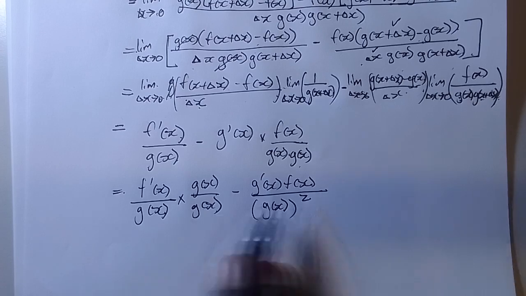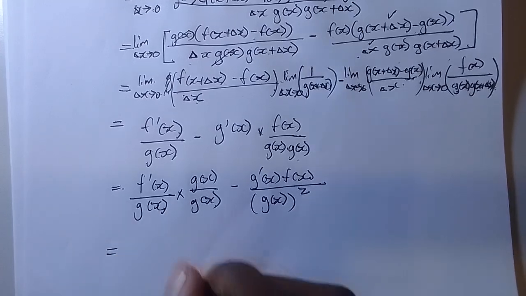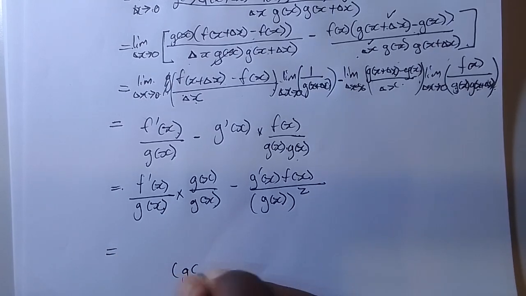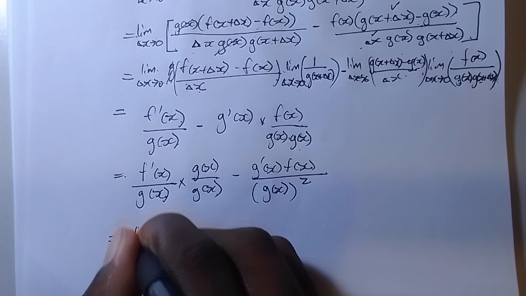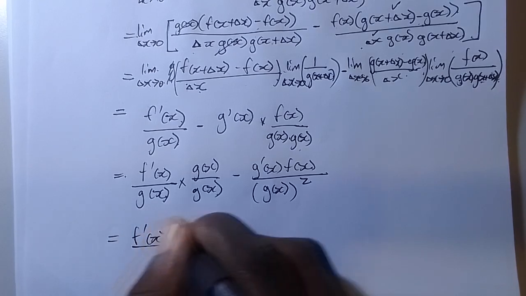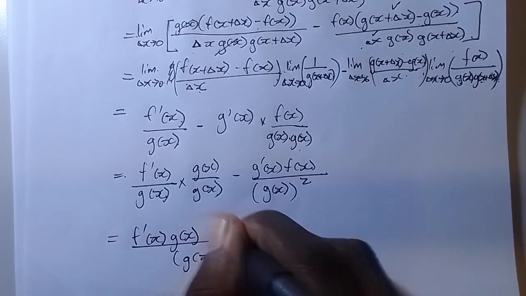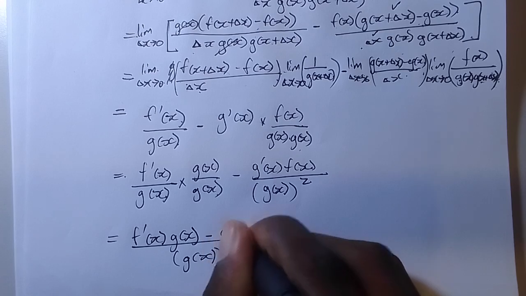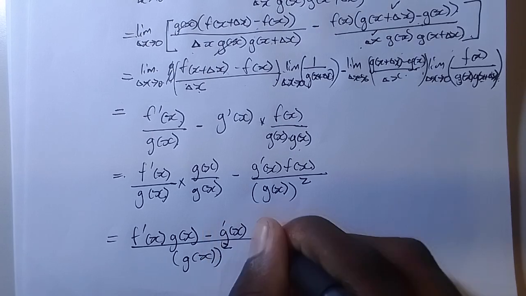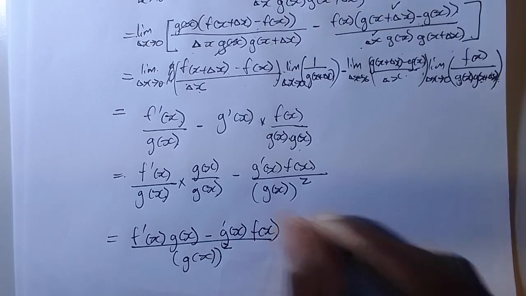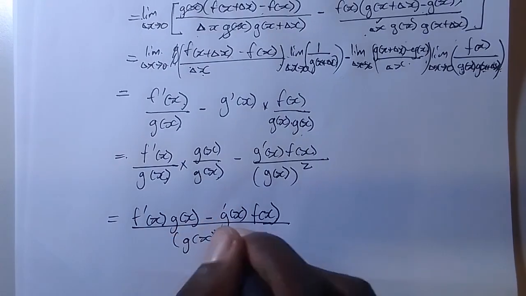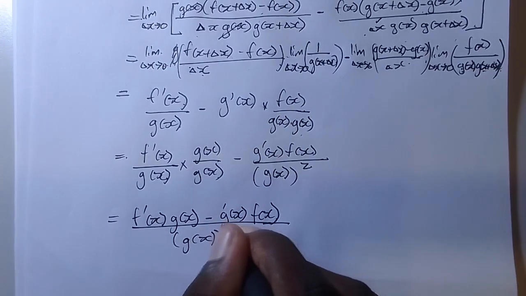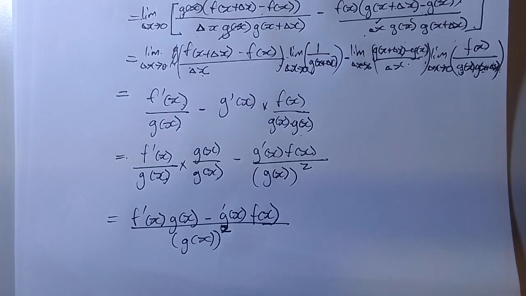So now you have the same denominator. You can take the same denominator, which is the LCD, and add the numerators, which is f prime x g of x minus g prime x f at x. And that is your quotient rule. That is your quotient rule. This is it, people. This is exactly what we were looking for.